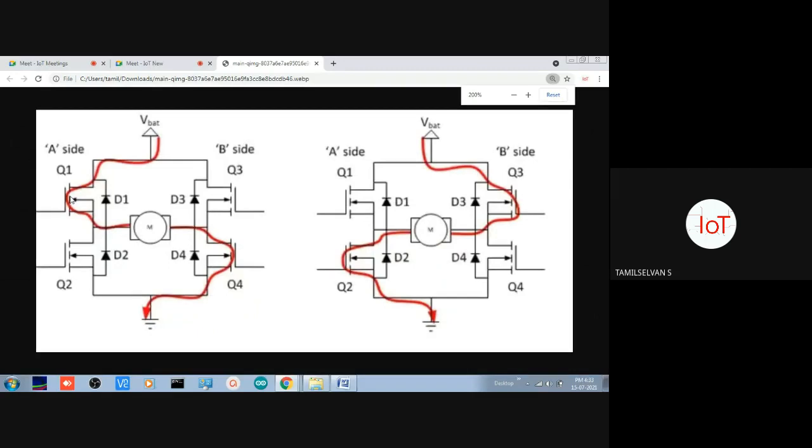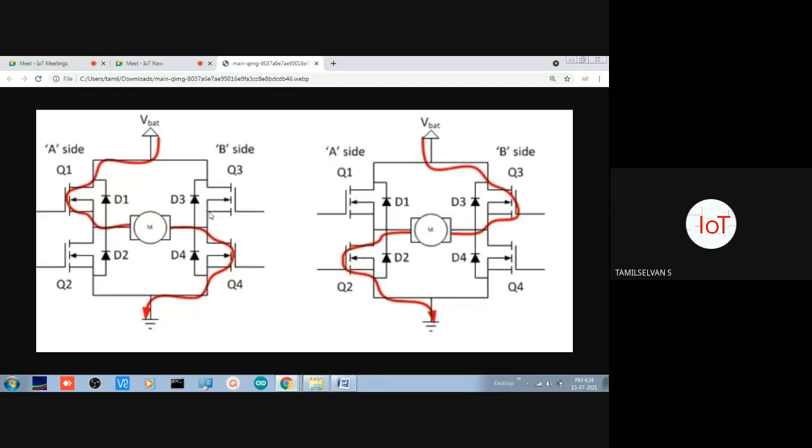So these are all the four transistors: Q1, 2, 3, and 4. If you want to make the motor rotate in the clockwise direction, Q1 and Q4 must be in the on condition. And if you want to rotate in the reverse direction, Q3 and Q2 must be turned on, and the rest of the two must be turned off.